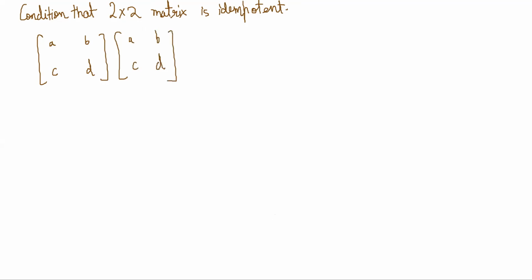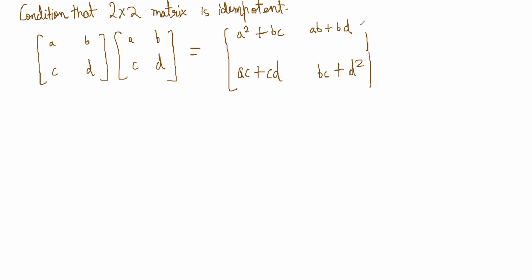So what is the A square product? A square plus BC, AB plus BD, AC plus DC, and BC plus D square. So this is equal to A. This should be equal to A, B, C, D.